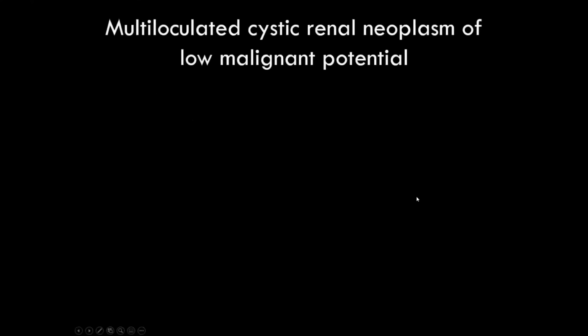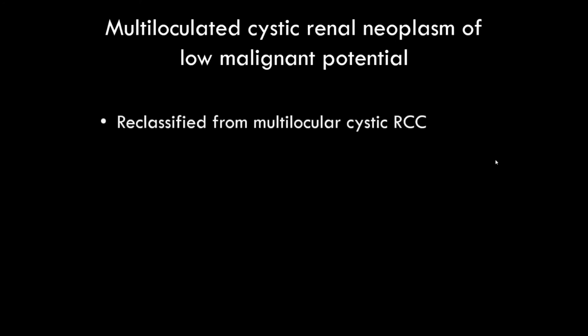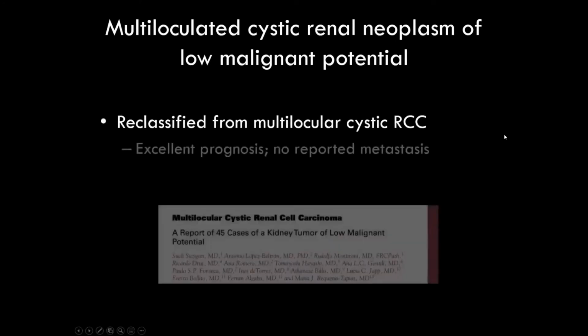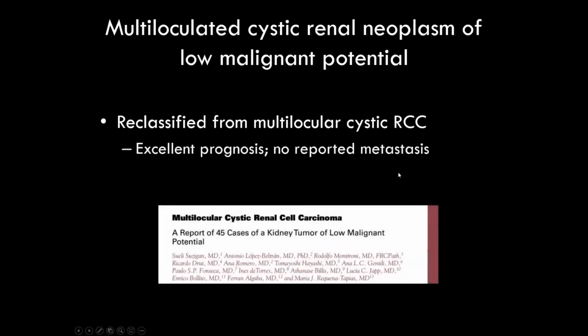So the other change is, again, downgrading of this entity we used to know as multiloculated cystic renal cell carcinoma. Now it's downgraded as a tumor of low malignant potential. This is again because studies have shown that this tumor, if correctly classified, has very excellent prognosis, and there are no reported metastases. So there is no point in still calling this a carcinoma.